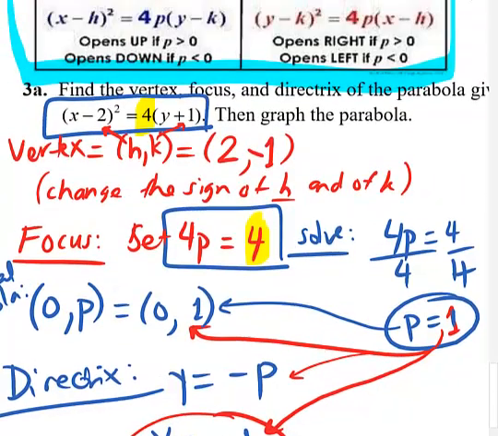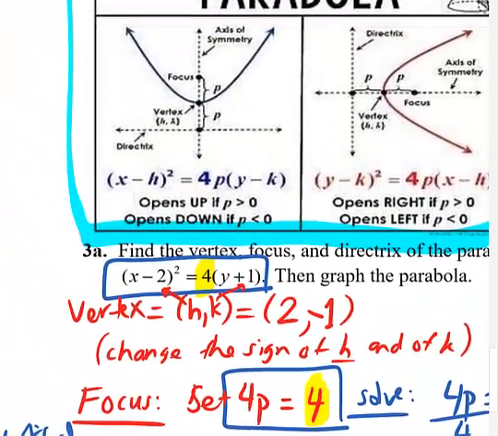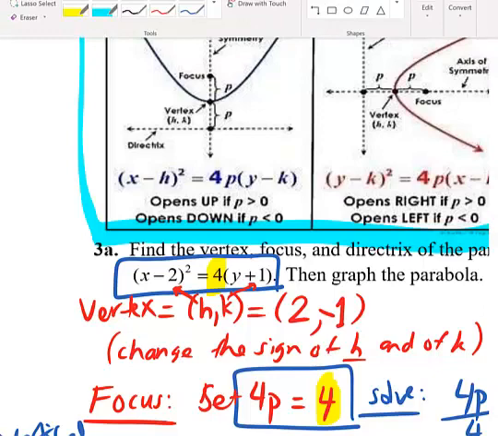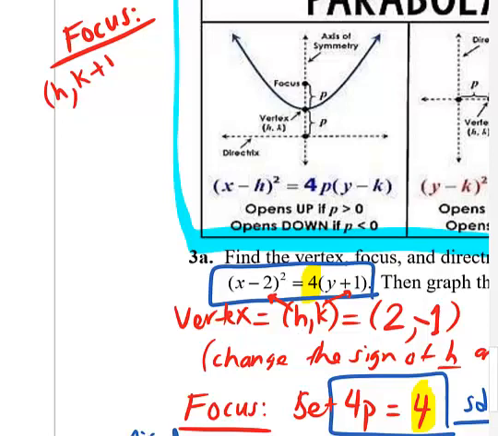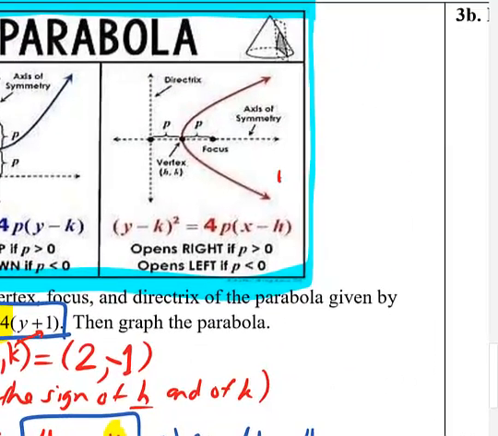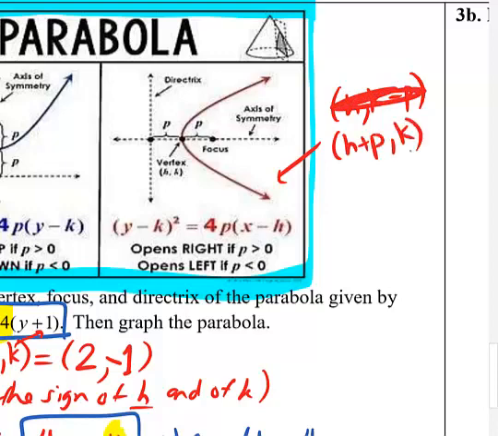Oh, shoot! I think I screwed up. I'm sorry, you guys. Let me go back a little bit. Here, the focus for these guys, since the center, or the vertex, is not the origin, the focus should be h comma k plus p for these types. And then for these types, it should be h comma k minus p. I'm sorry. Not that. H plus p comma k. Oh my gosh, I'm losing my mind.